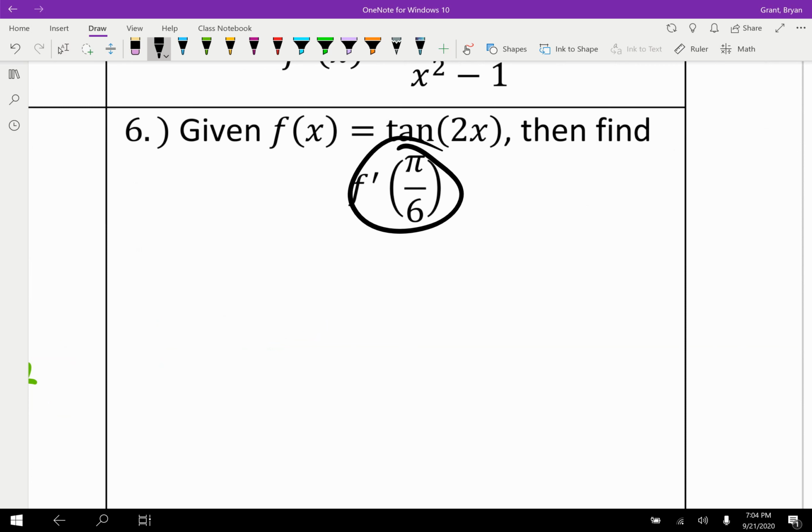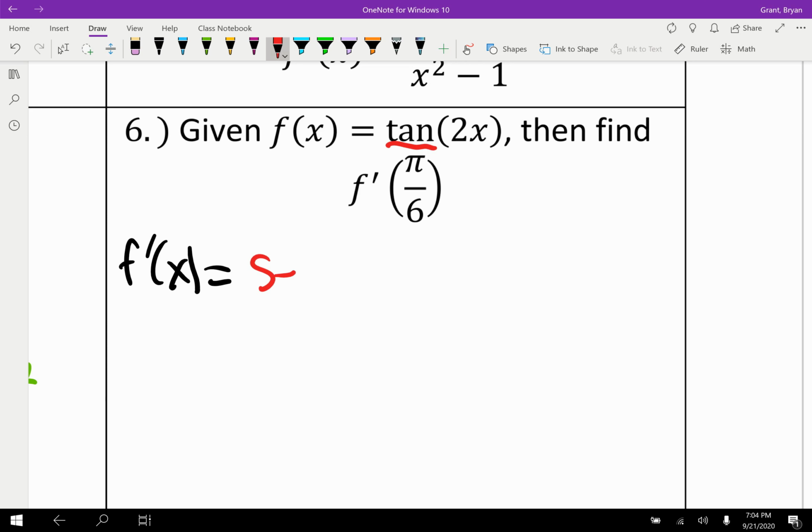In order to find f prime of pi over 6, we first need to find f prime of x. When we do the derivative of this over here, I think that we are going to do the derivative of the outside first, and hopefully you remember the derivative of tangent is secant squared, and then we keep the 2x the same. But because we kept the 2x the same, we need to multiply by the derivative of that, and we end up here. However, having done this problem many times now, I find that students generally don't like to write the answer like this.